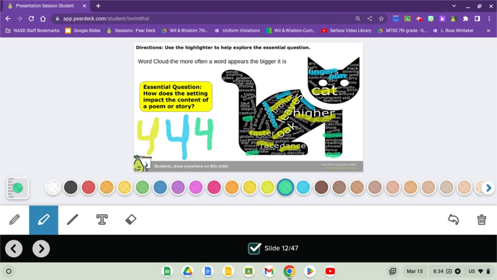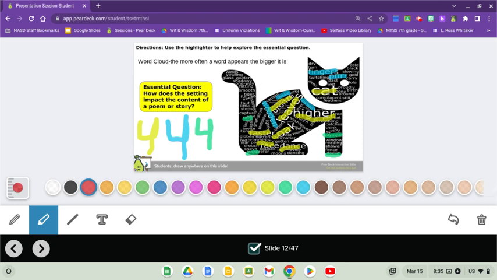Excellent. So now we've got our word cloud. We've previewed these poems. How does the setting impact the content of a poem or a story? Let's put a red dot next to all the different parts that have something to do or may have something to do with setting. So let's take a look.